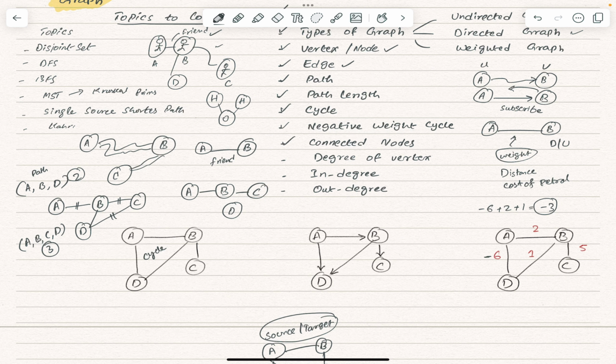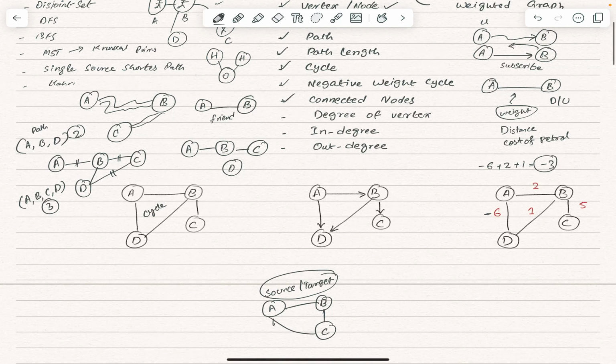Okay, so what is degree of vertex? Degree of vertex means how many edges are coming to some node. Let's suppose we talk about this example. You can see the degree of B is 3. One edge is coming inside and 2 edges are going outside. So the degree is 3, because degree of vertex is how many edges are connected with this particular vertex.